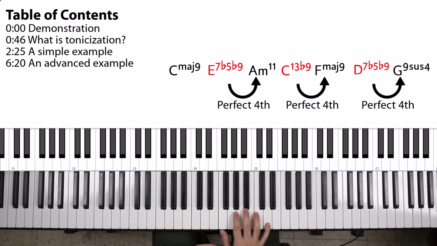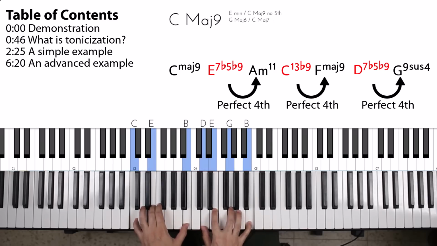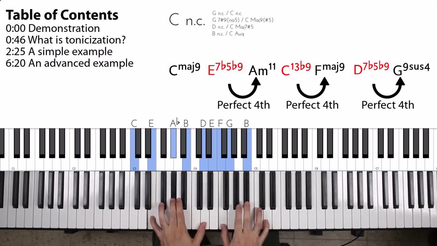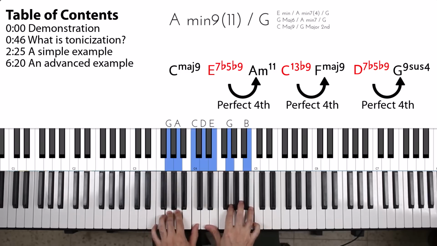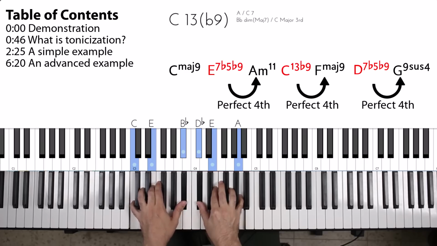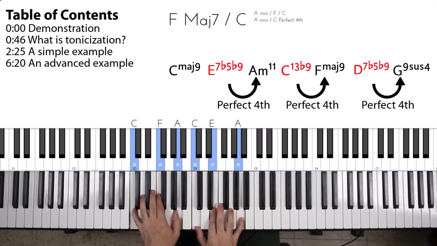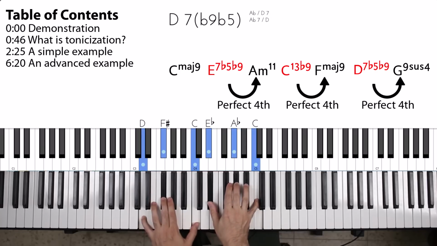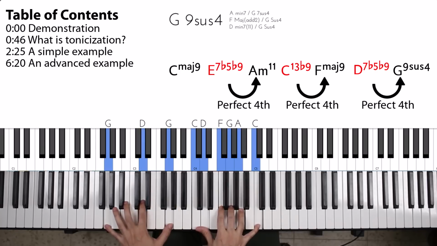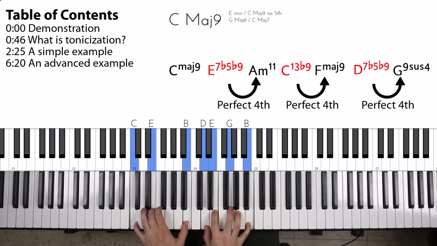So putting everything together, C, secondary dominant, A minor, secondary dominant, F major, secondary dominant, G, and back to C.